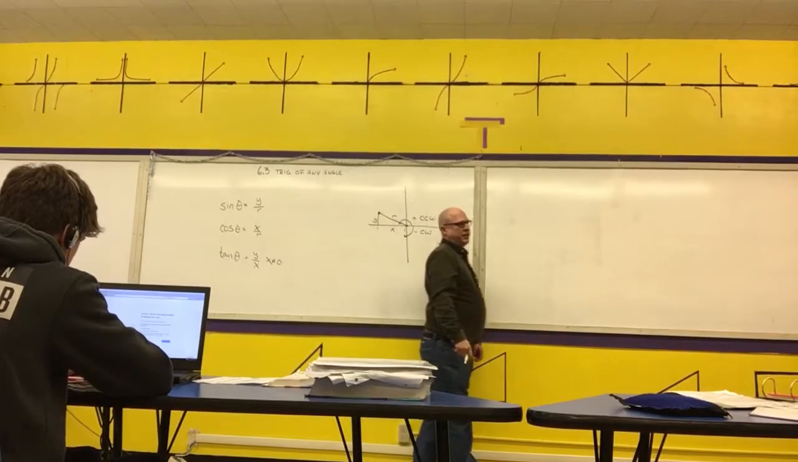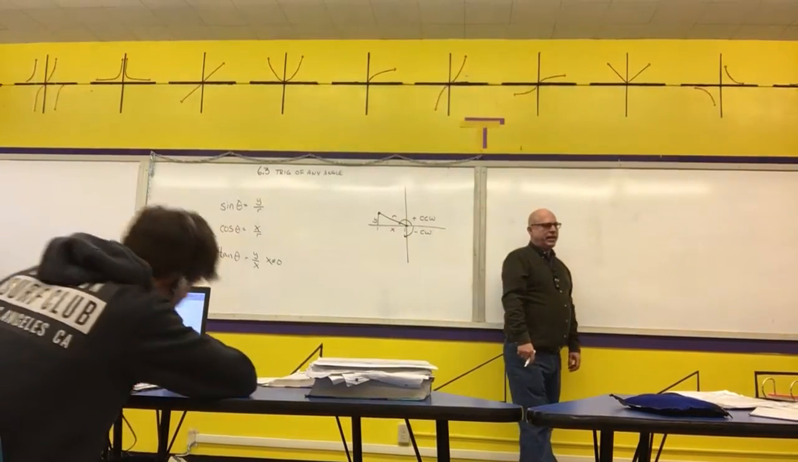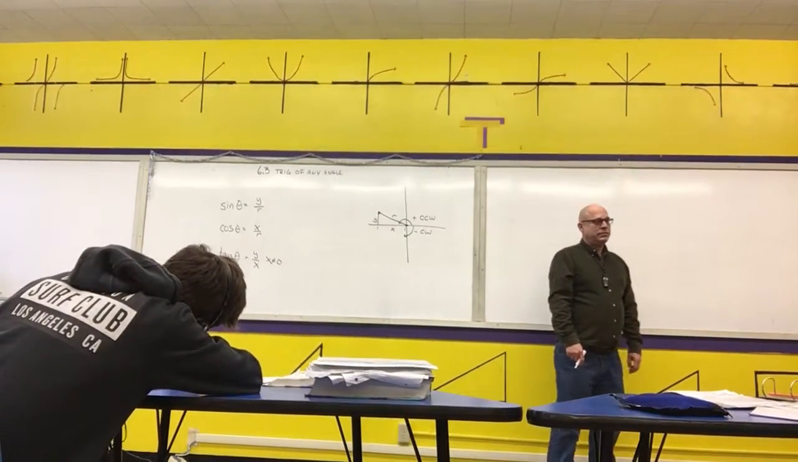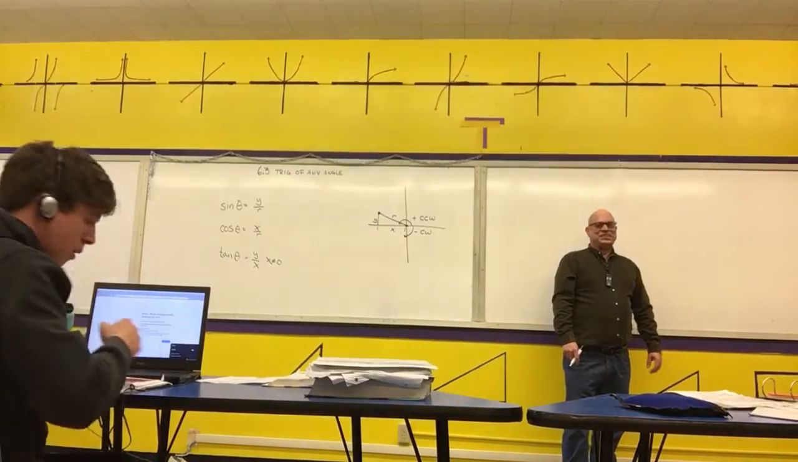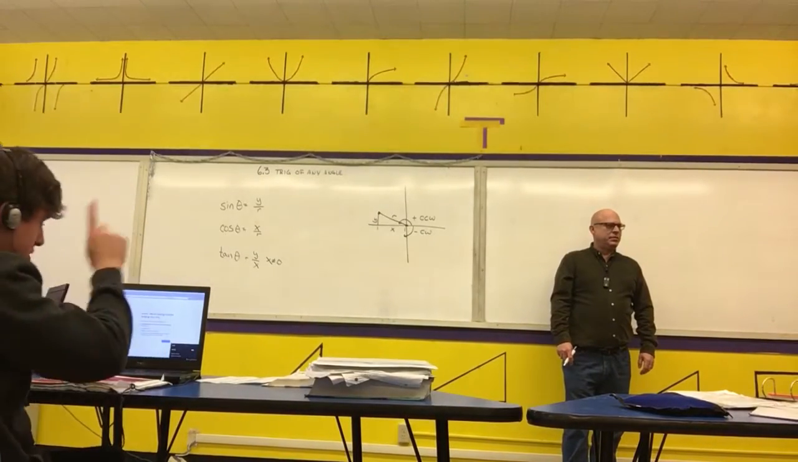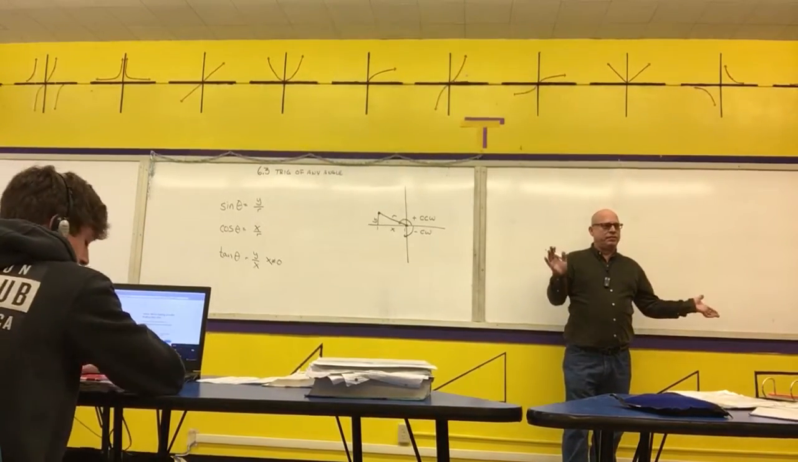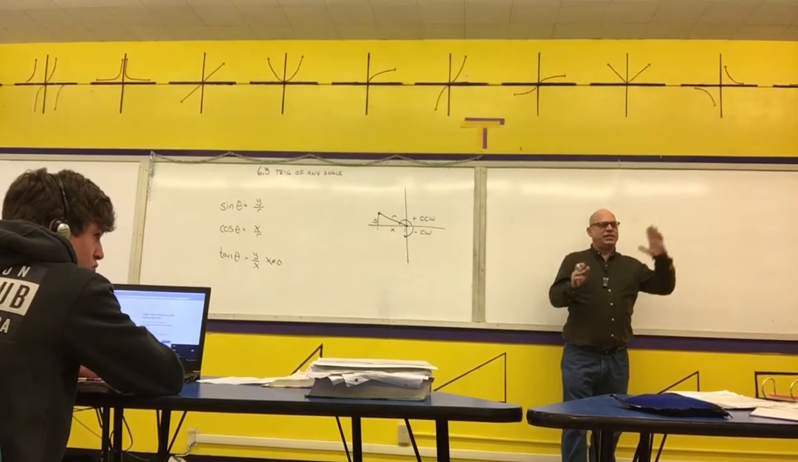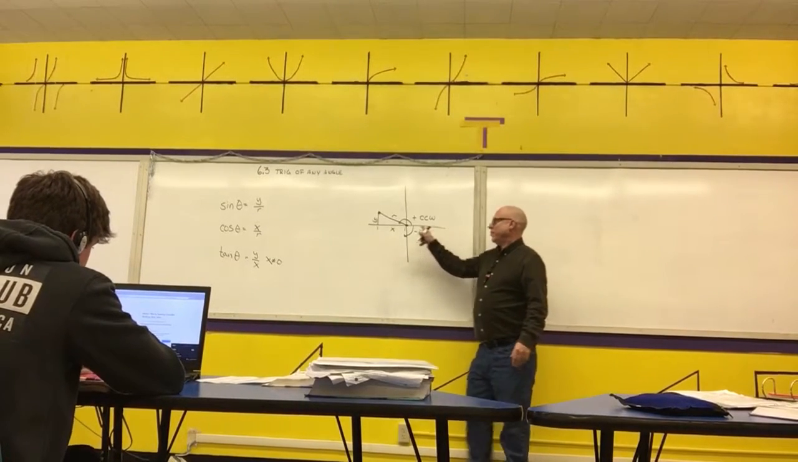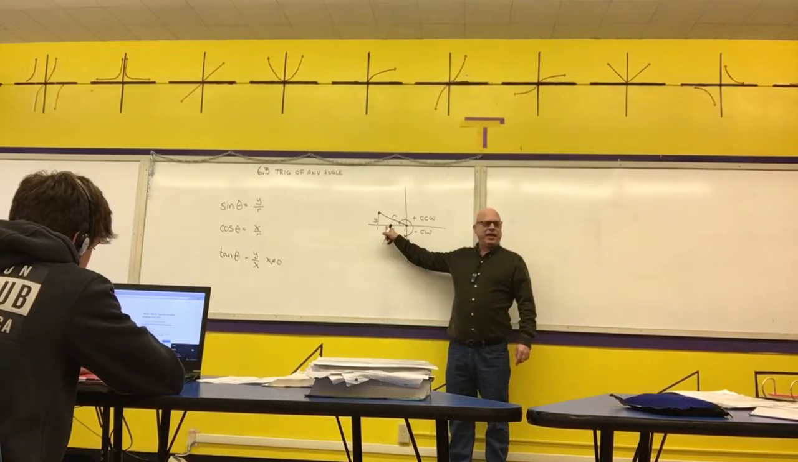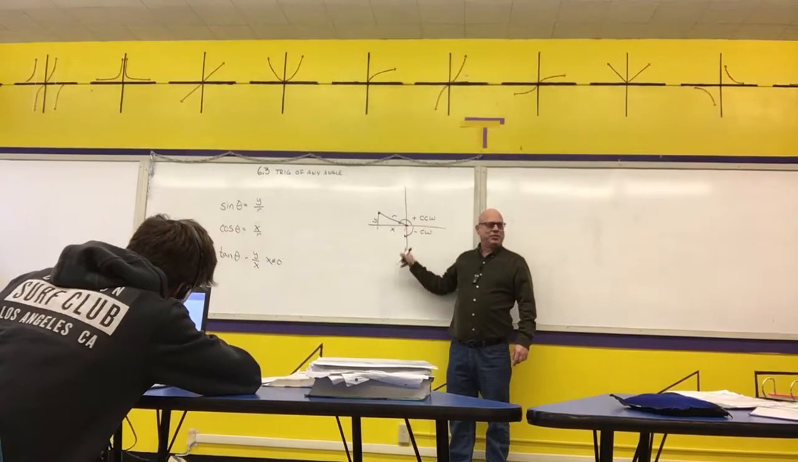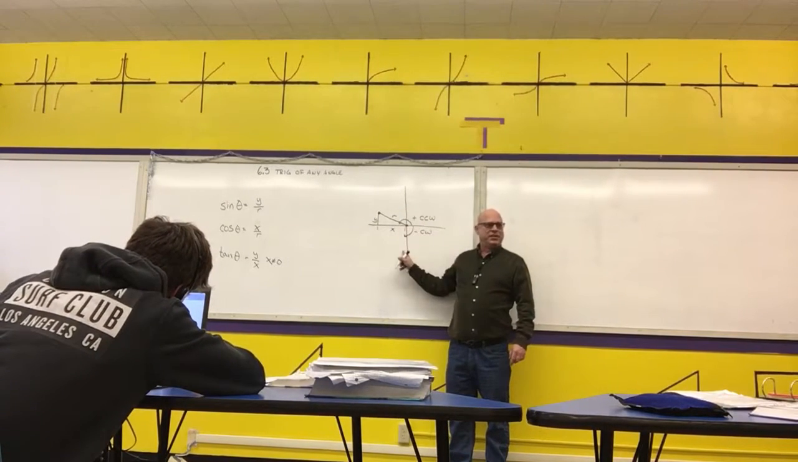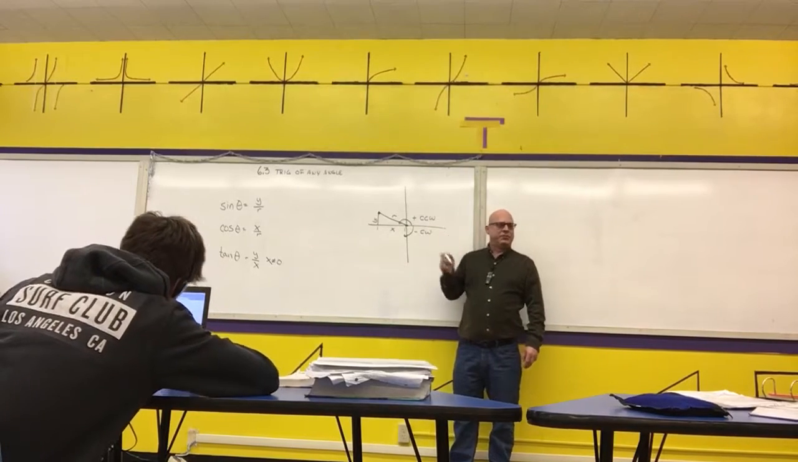If x is equal to 0, then the tangent of that angle is undefined. There was no such thing as an undefined tangent in right triangle trig because there was no way to get an angle that was 90 degrees or 270 or negative 90 or negative 270 with right triangle trig.